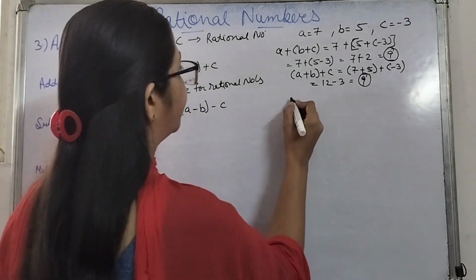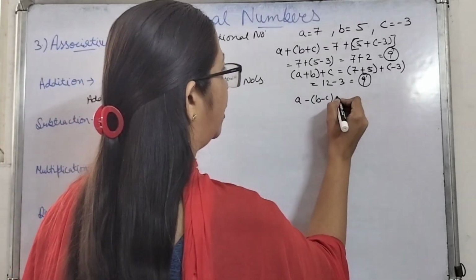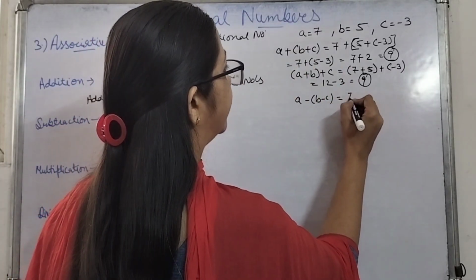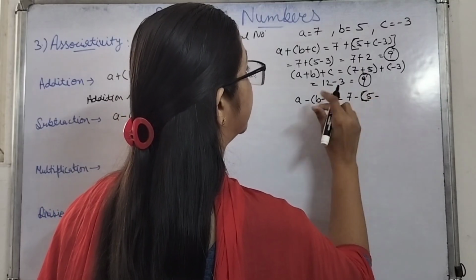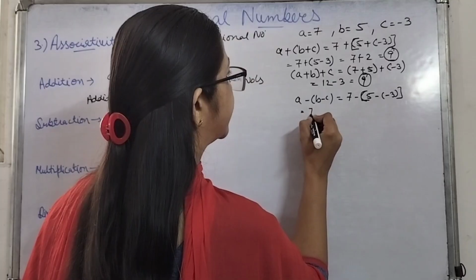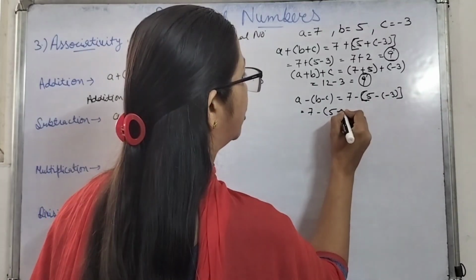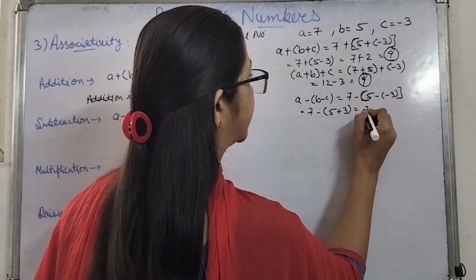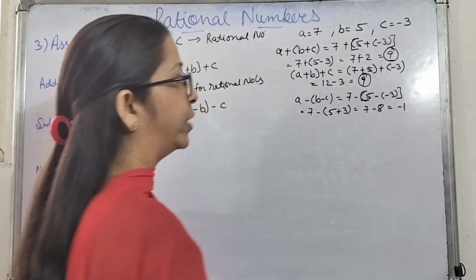First of all, here A minus (B minus C). What the value will be? A is 7 minus, B is 5, then minus C is minus of 3. So this will be 7 minus, in the bracket 5, minus minus will become plus 3. That is 7 minus 8, that is minus of 1.